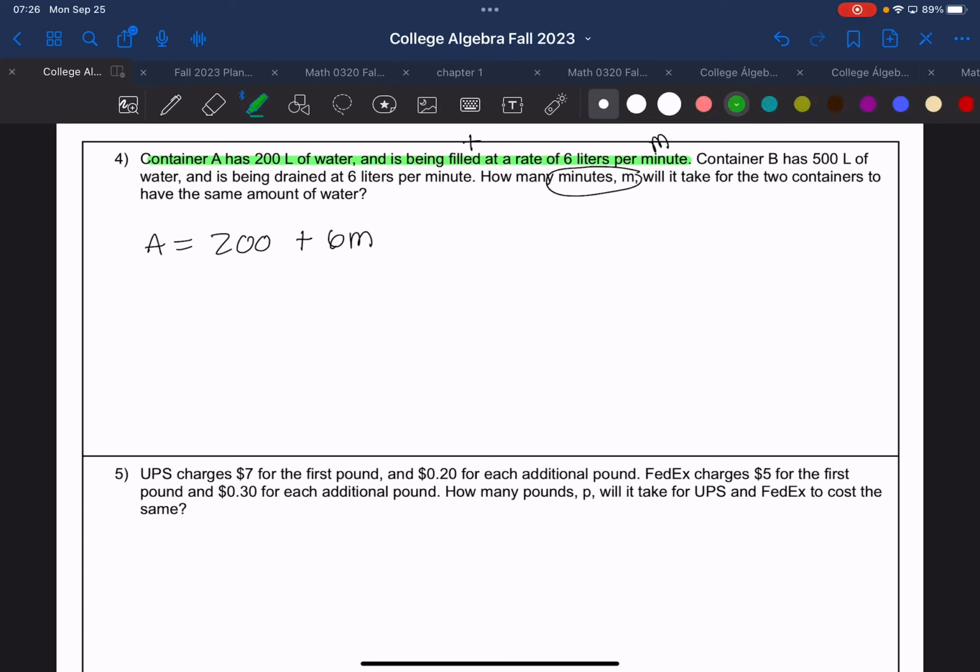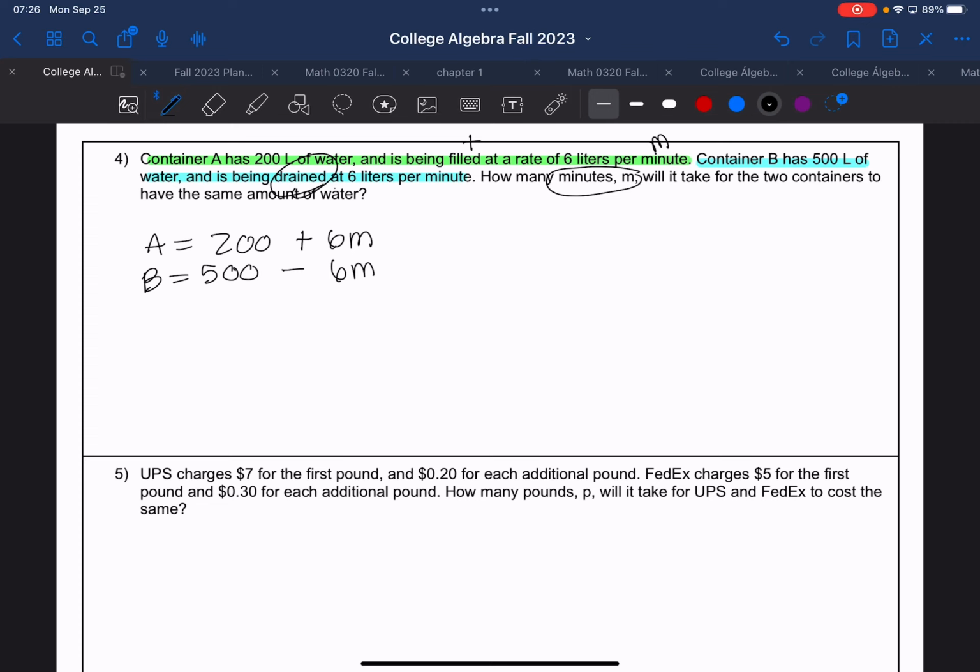Okay, now let's look at the next equation for container B. So container B has 500 liters of water and is being drained at 6 liters per minute. So what would that equation be? 500 minus or 500 plus? Minus. Minus, because it's being drained. Someone said that. I was just making sure everyone caught that. So in the first container, it's being filled. The second container is being drained.